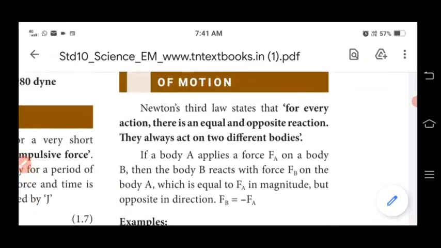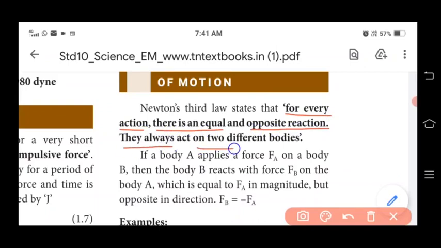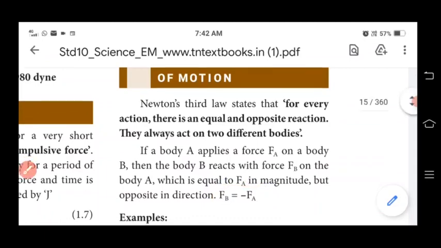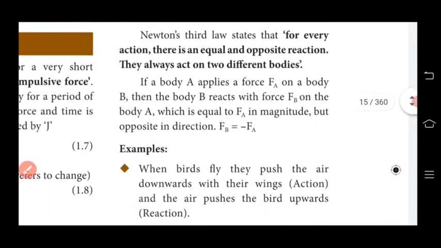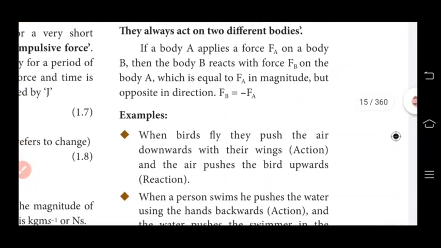Let me once again recall: state Newton's third law of motion. For every action there is an equal and opposite reaction. So these points are very important. And then second point, they always act on two different bodies. And then definitely you have to write the equation Fb equal to minus Fa, and you have to write any two examples or one example for your exam.